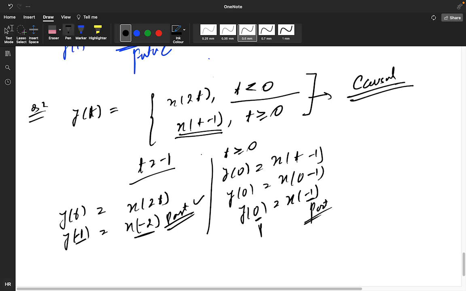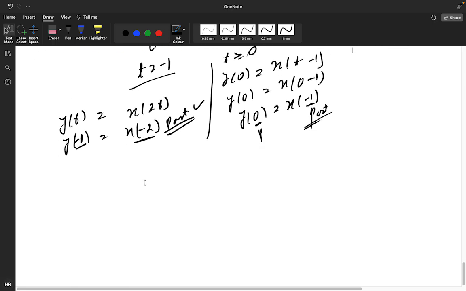You have to check like this only. In any case, if it is giving the future value, if you put 2, 3, 4, then it will be non-causal. So in this part it will never give the future value, it will always give the past value. You can check by putting t equal to minus 1, minus 3, minus 4, anything, it's up to you.